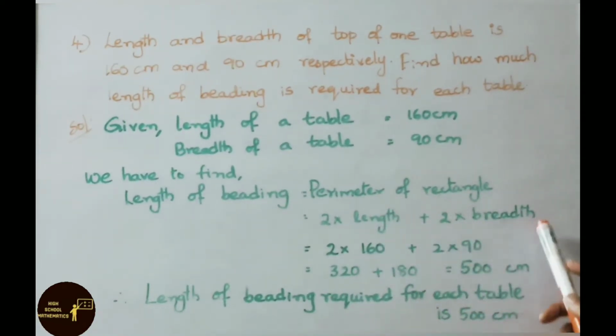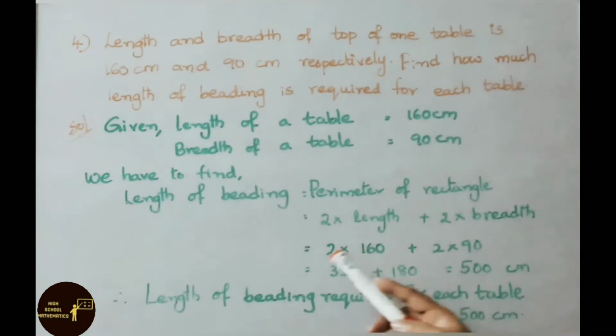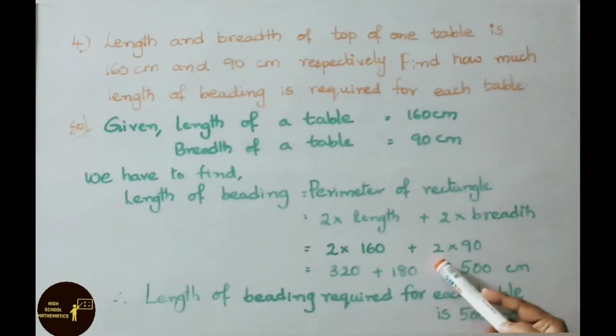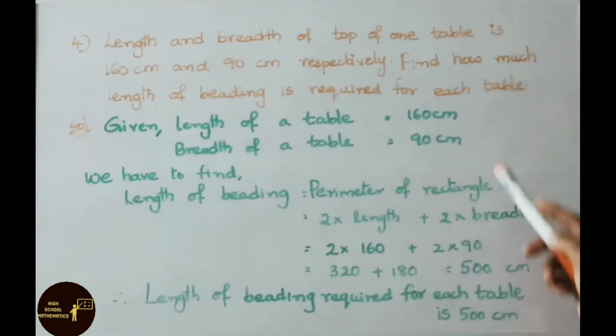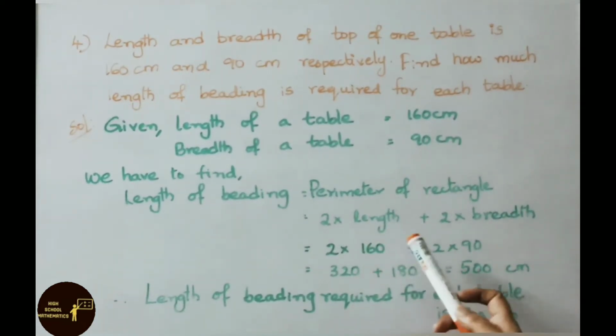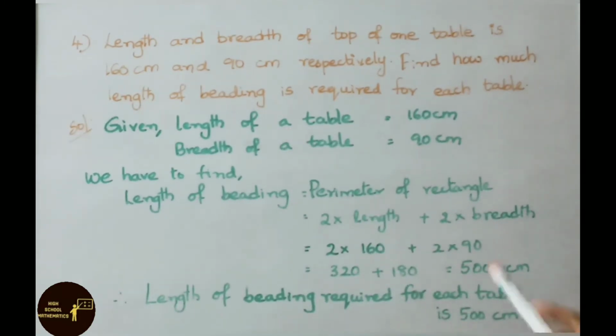into length plus 2 into breadth. Length is 160 centimeters, so 2 into 160 plus 2 into breadth, breadth value is 90, so 2 into 90. 2 into 160 means 320, 2 into 90 means 180. 320 plus 180 equals 500 centimeter. Therefore, length of beading required for each table is 500 centimeter.